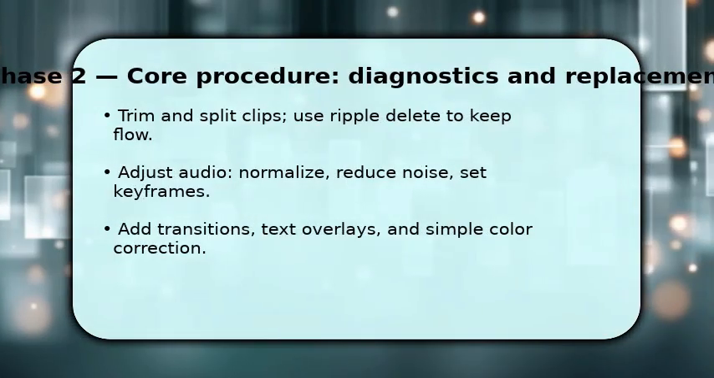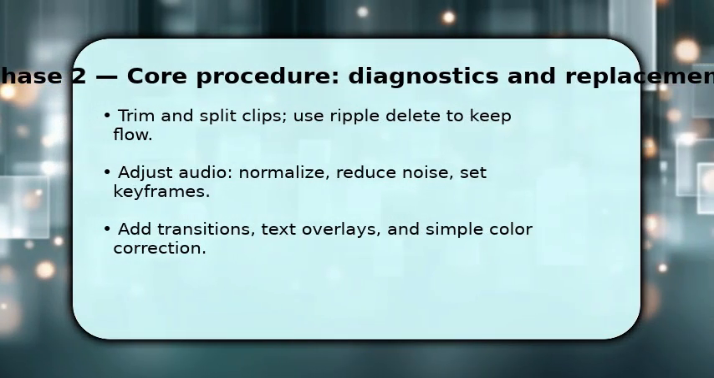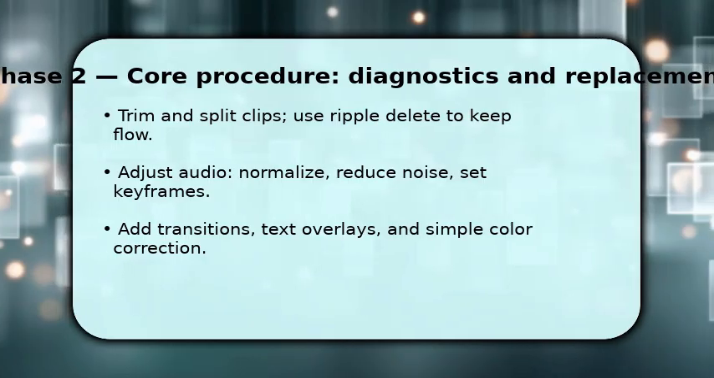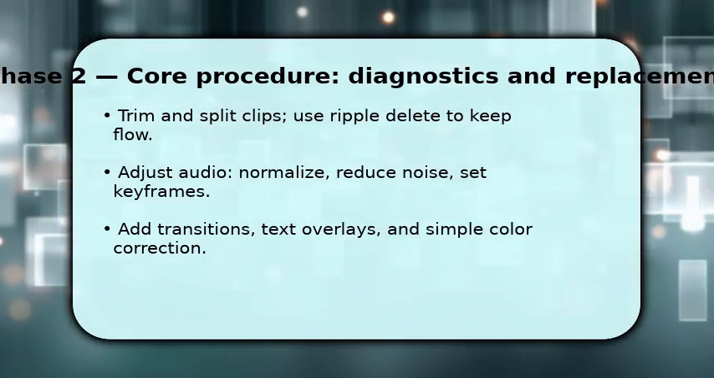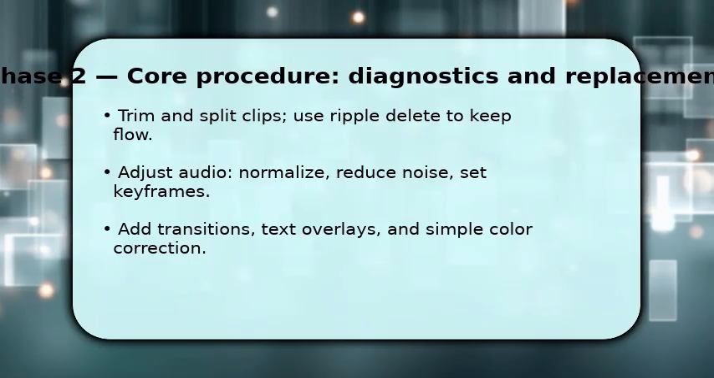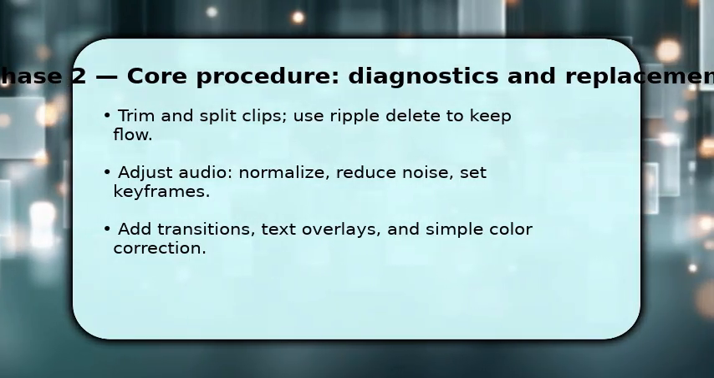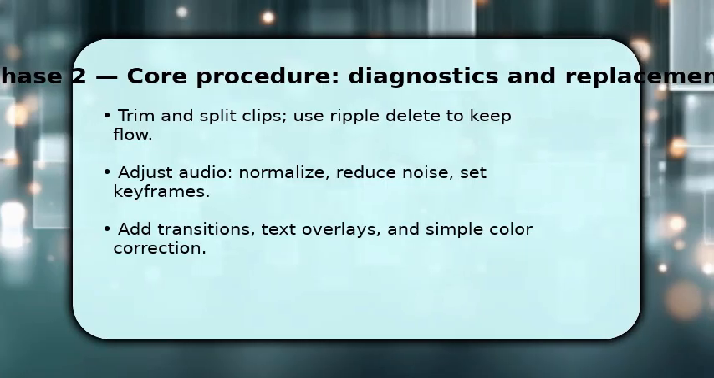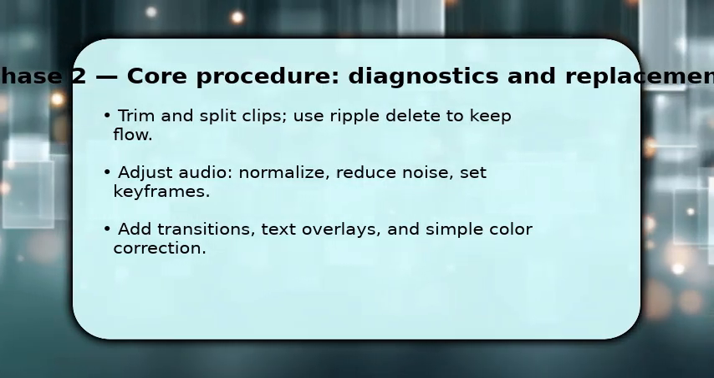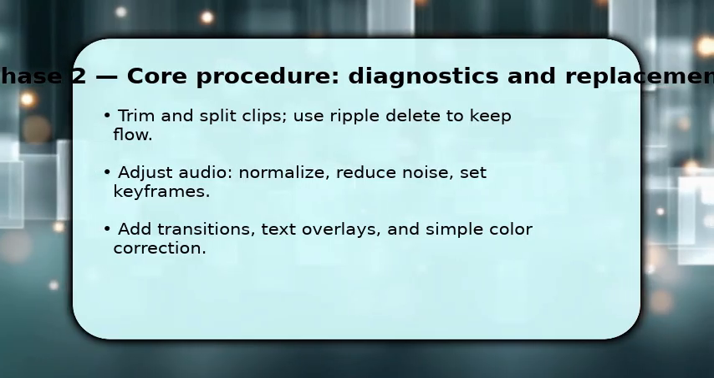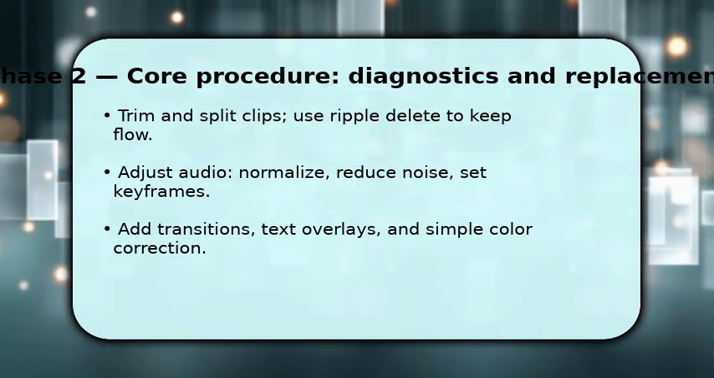Now you edit. Trim ends and split clips to remove dead space, and use ripple delete so the timeline stays tight. Adjust audio levels next, normalize for even volume, apply noise reduction if needed, and add keyframes to duck music under speech. Then enhance visuals with simple color correction and add transitions or text overlays where they clarify a point.